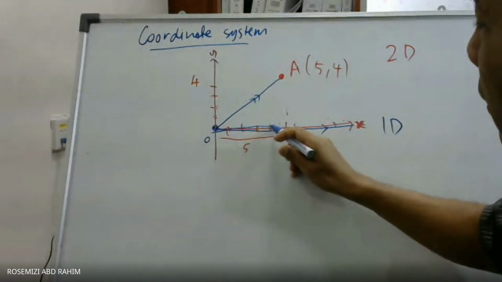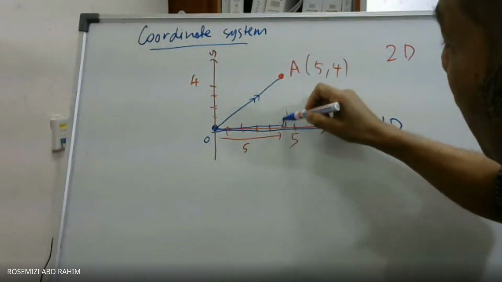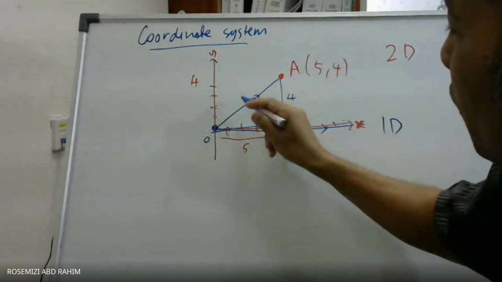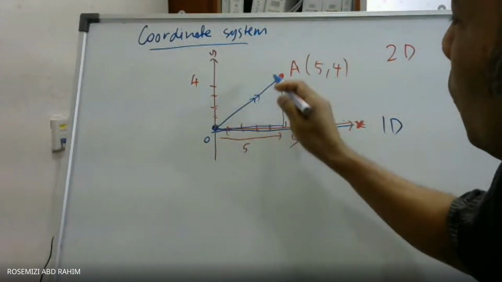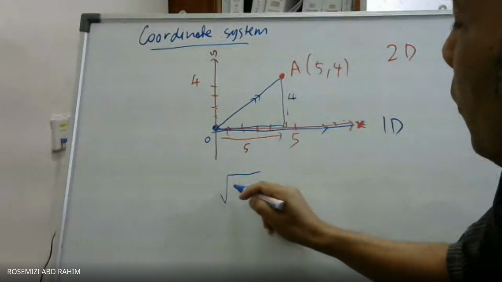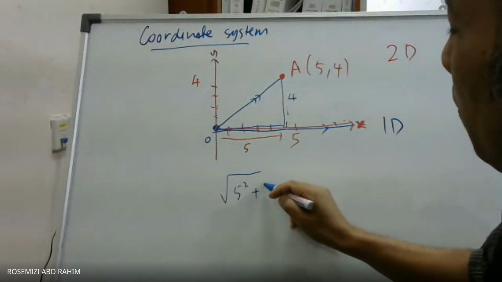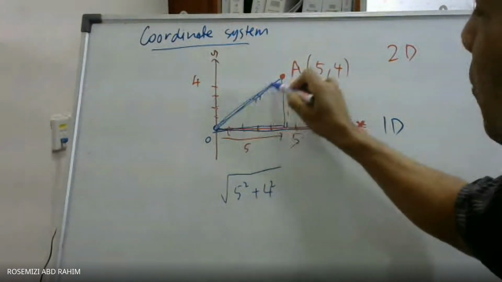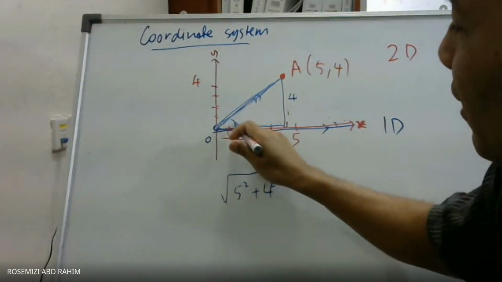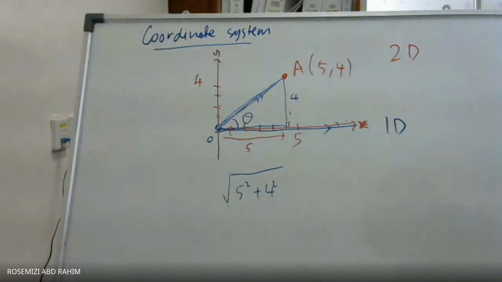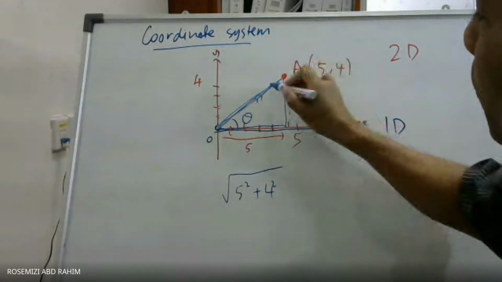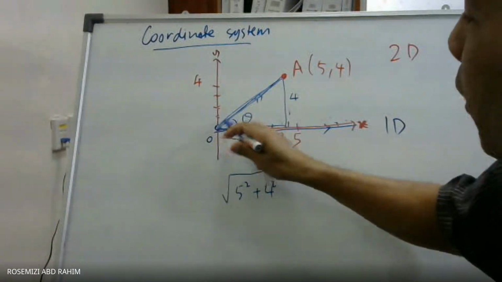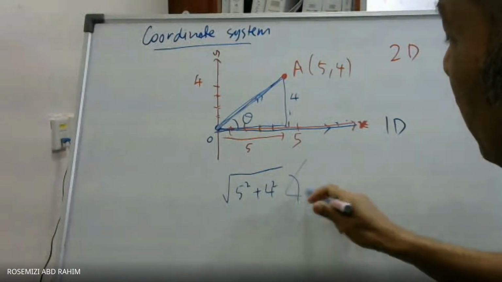This one is 3, 5, that is 4. 4 and 5. So the distance from 0 to point A is equal to square root of 5 squared plus 4 squared. Okay, that's this distance. This magnitude. And also we have to write this angle. Now we have two types of representation of this point A: by using coordinate system, 5, 4, or by using polar system. Polar system, magnitude and angle, theta.